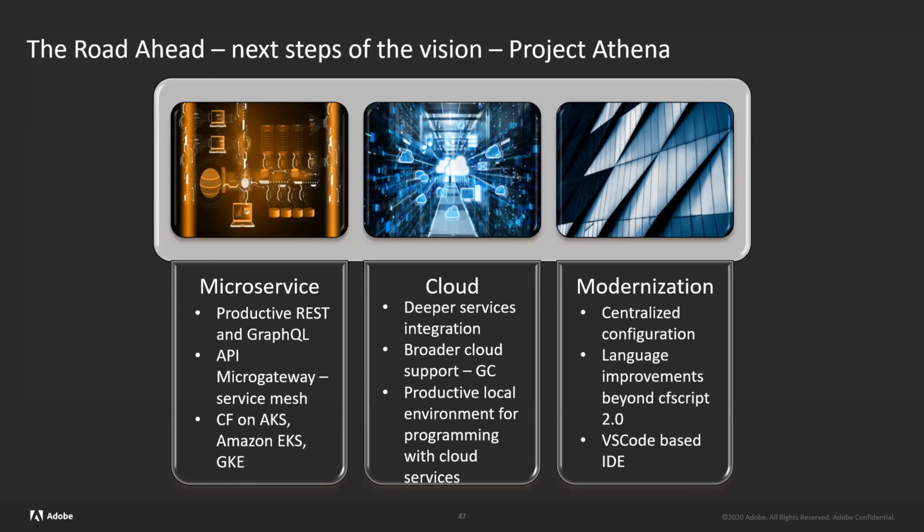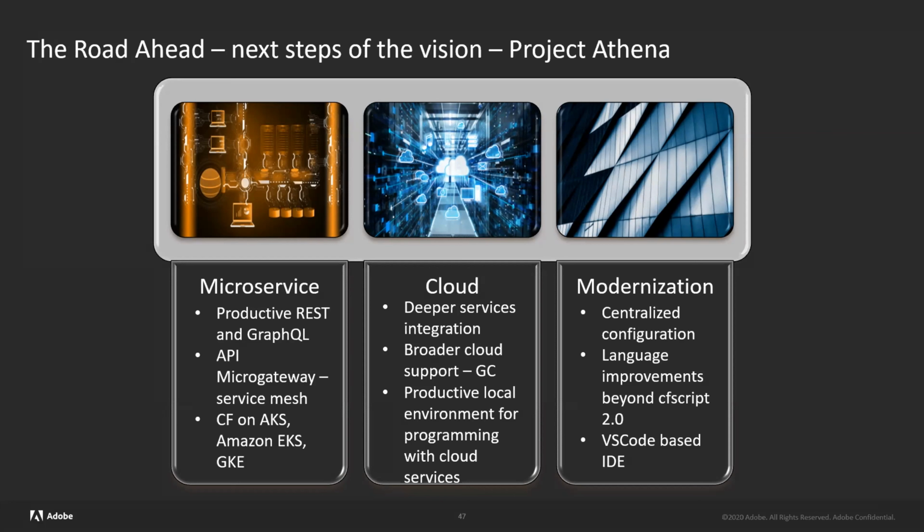So we are looking at GraphQL, productive REST APIs, micro gateway to create a service mesh for microservices. Make ColdFusion available on various Kubernetes services as well. So that's one of the focus of the next version.